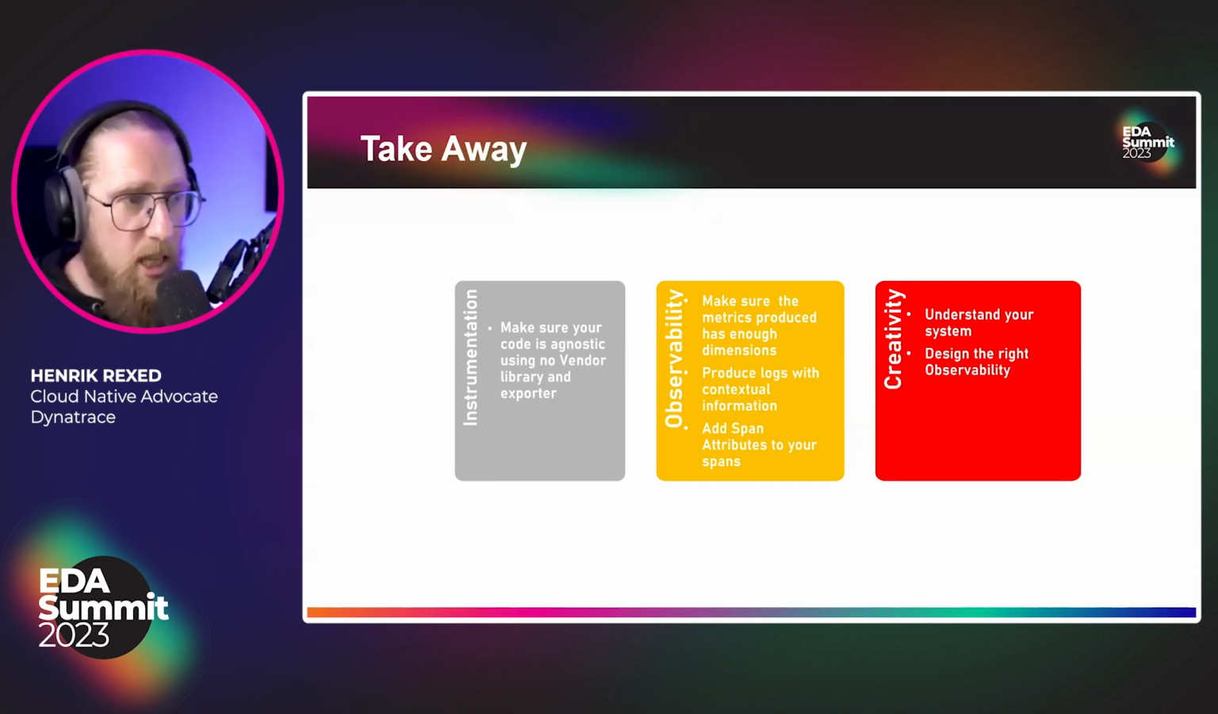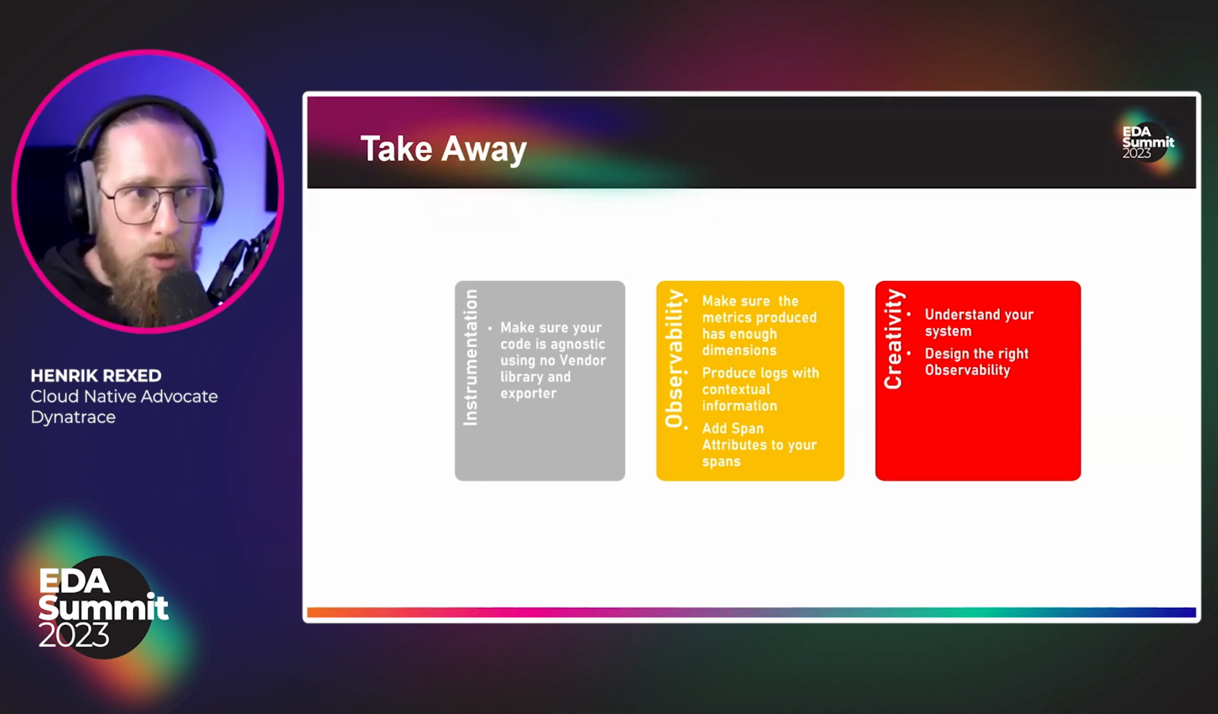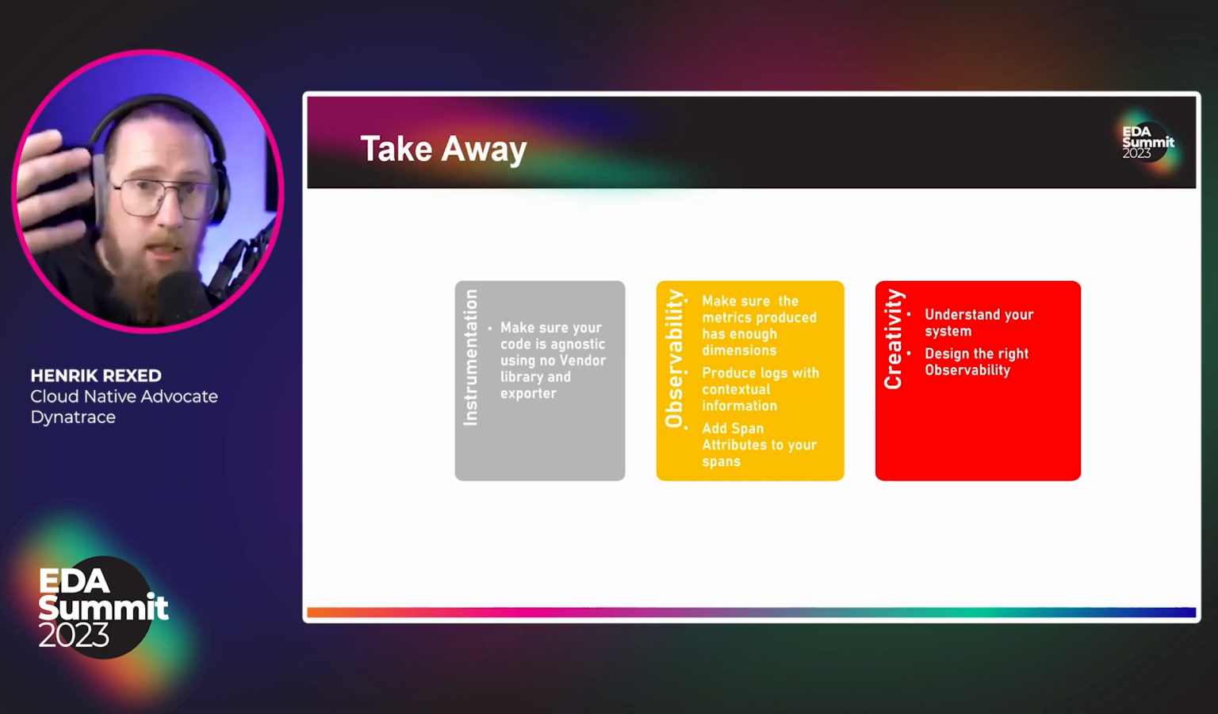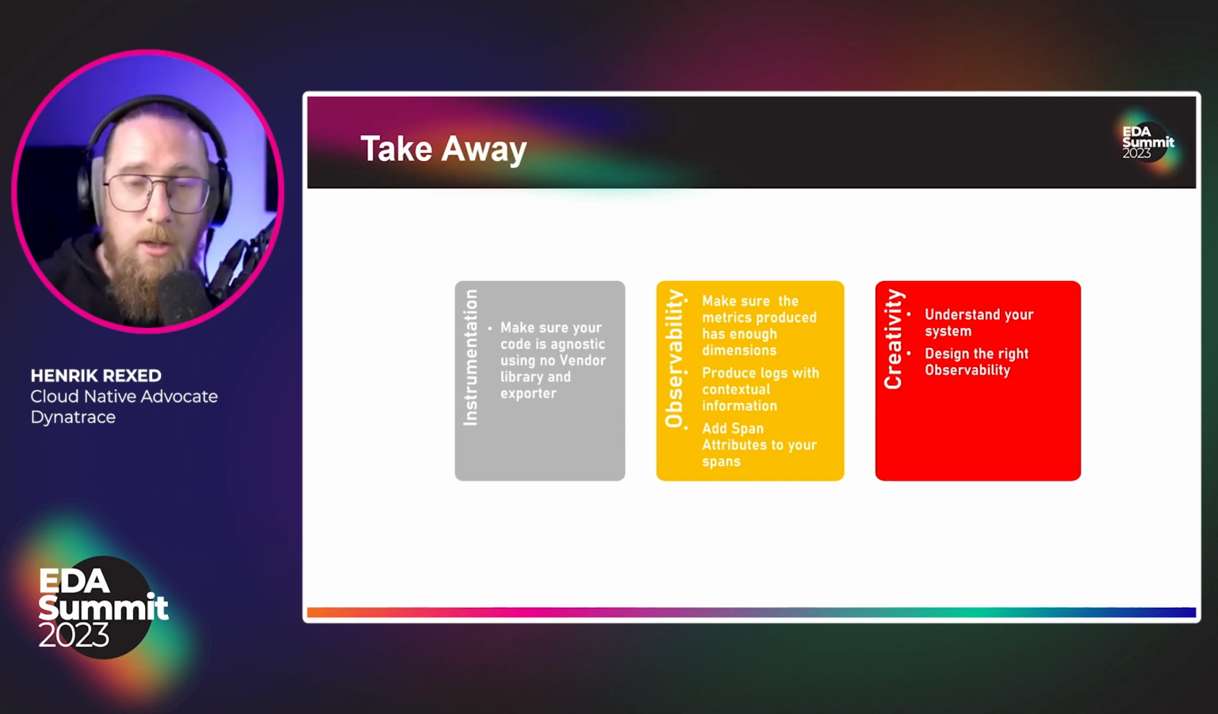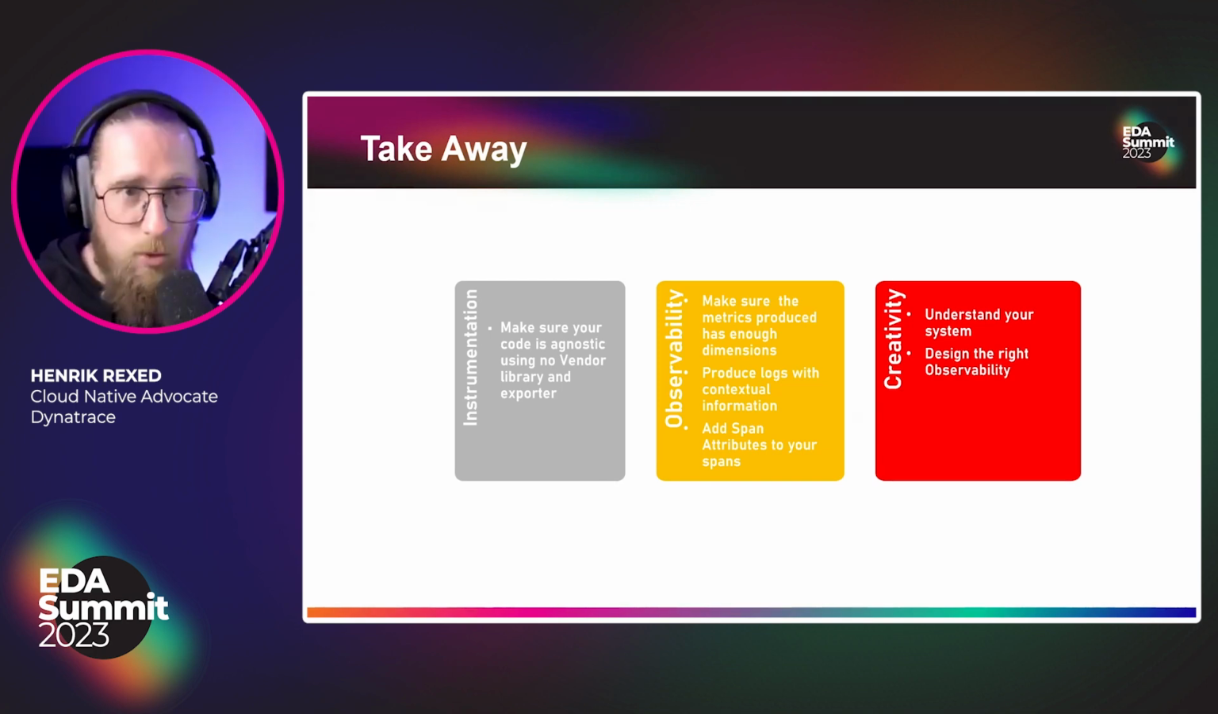So as a takeaway, first of all, make sure your code is agnostic by using OpenTelemetry, so you can start customizing your OpenTelemetry data. For observability, make sure to produce traces, make sure to add the right trace context, add more span attributes, and then be creative. Understand your systems, understand the tools that you have in your hands, and design the right observability based on your application. You are the artist. Take the tools and design the right observability.